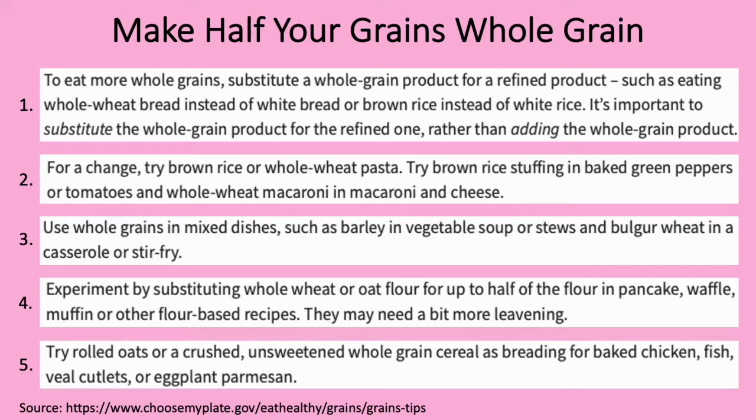Number 4. Experiment by substituting whole wheat or oat flour for up to half of the flour needed in your pancakes, waffles, muffins, or other flour-based recipes. Number 5. Try rolled oats or a crushed unsweetened whole grain cereal as breading for baked chicken, fish, or eggplant parmesan. For some snack ideas, try snacking on ready-to-eat whole grain cereals, such as toasted oat cereal.